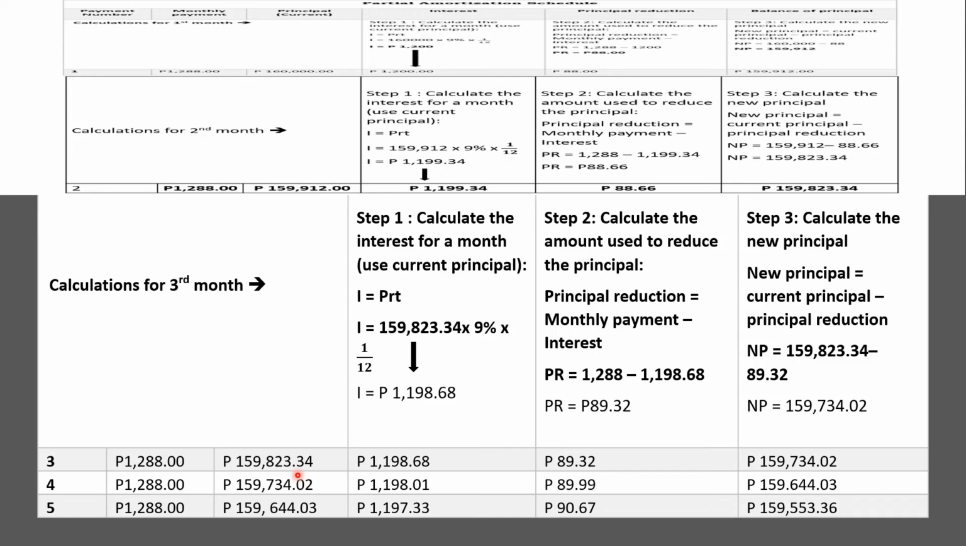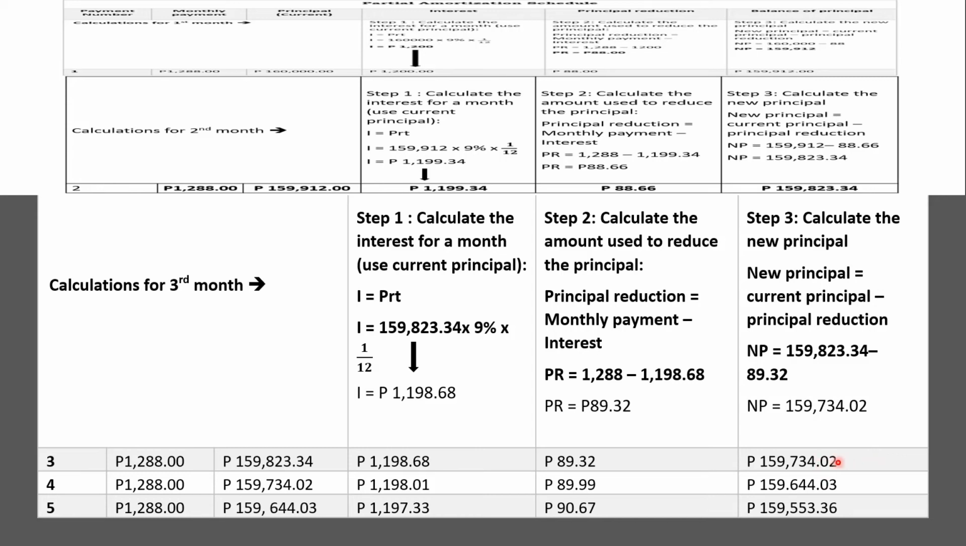So just like the calculations in our previous monthly payment, we still have the same formula, and for our third monthly payment, the interest is 1,198 pesos and 68 centavos. Our principal reduction is 89 pesos and 32 centavos, and our new principal is 159,734 pesos and 2 centavos.